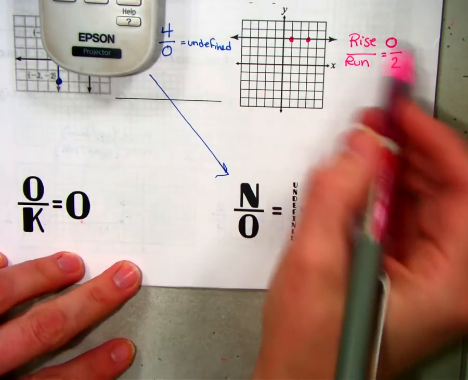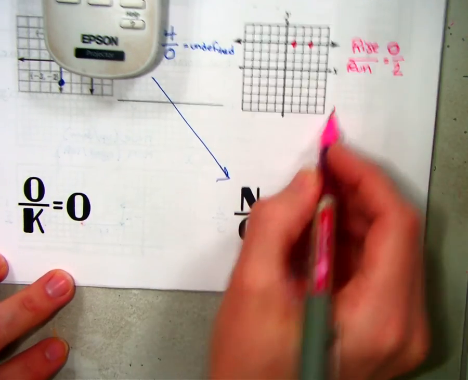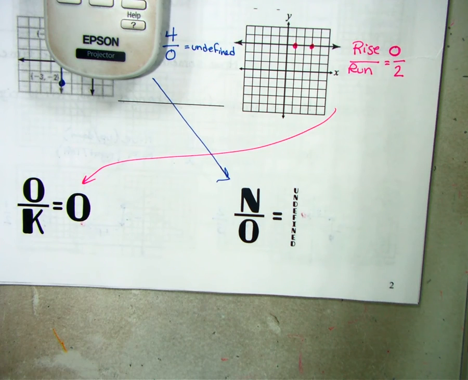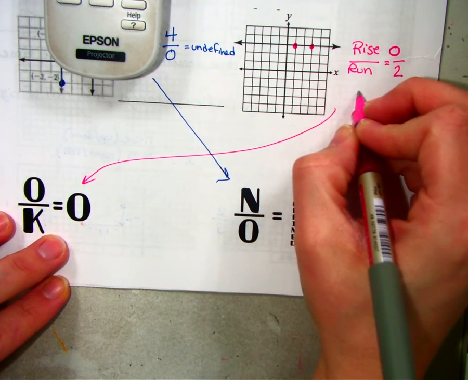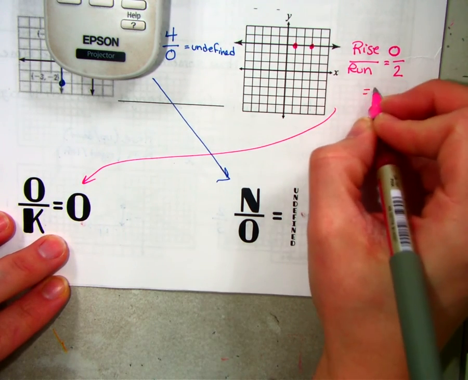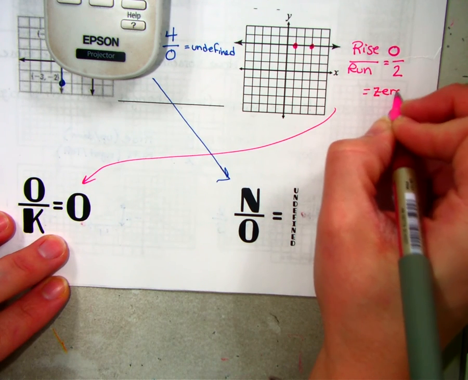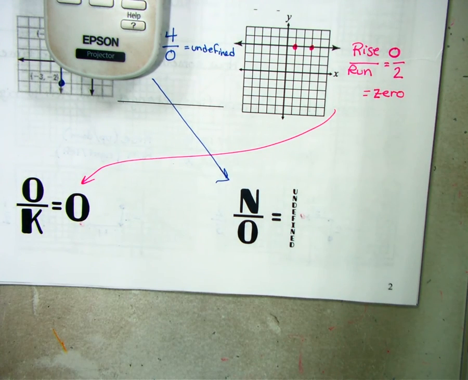So can I have a 0 on top? Yep. That is okay. It is okay to have a 0 on top, and your answer, when you have a 0 on top, is 0. So here, our slope is 0. So vertical lines are undefined. Horizontal lines have 0 slope.